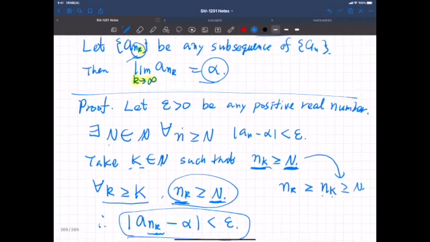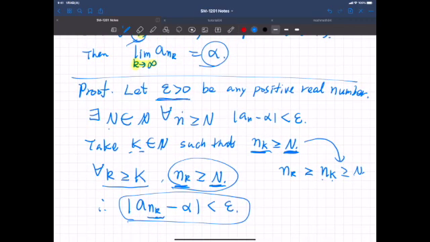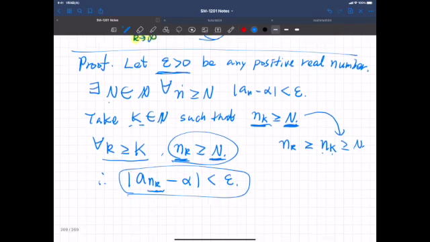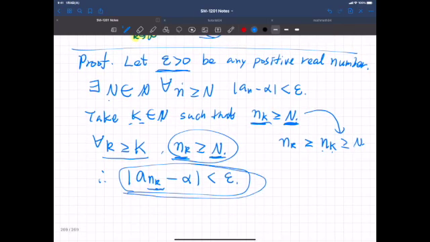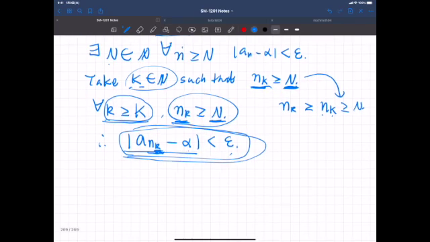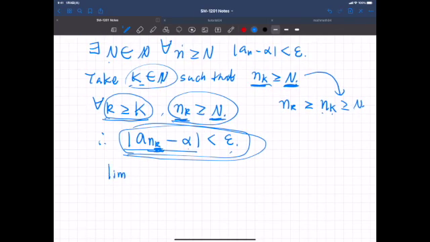So what we have seen is this: for any positive real number epsilon, we can show that the difference |a_{n_k} minus alpha| is less than epsilon if k is greater than or equal to a certain natural number. So this means this limit exists, and a_{n_k} converges to alpha. That's the end of the proof.